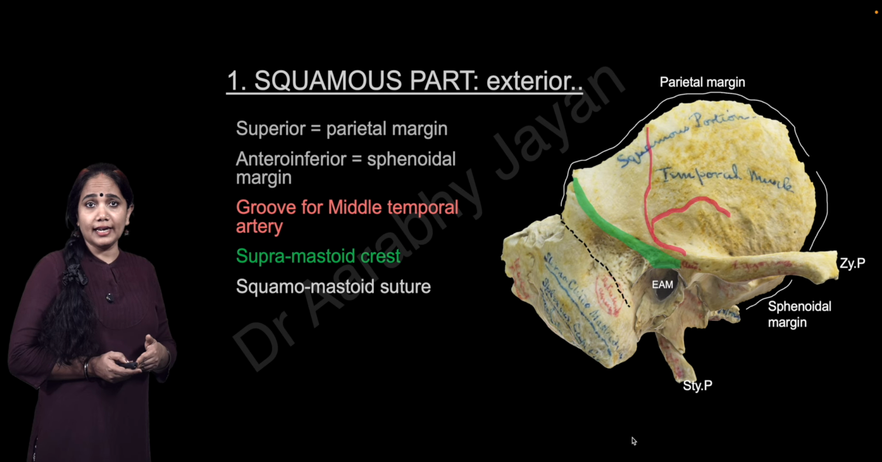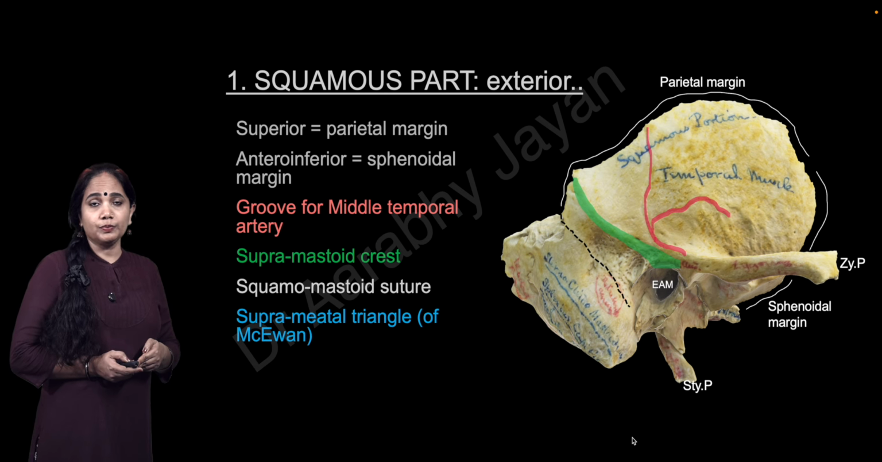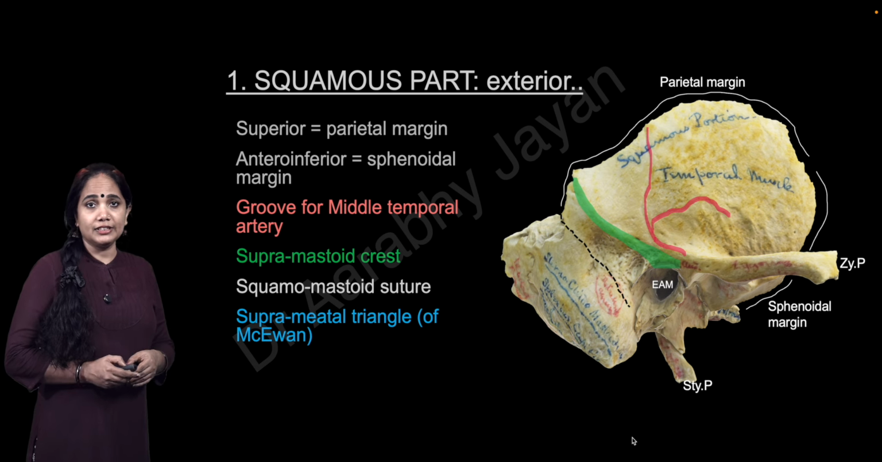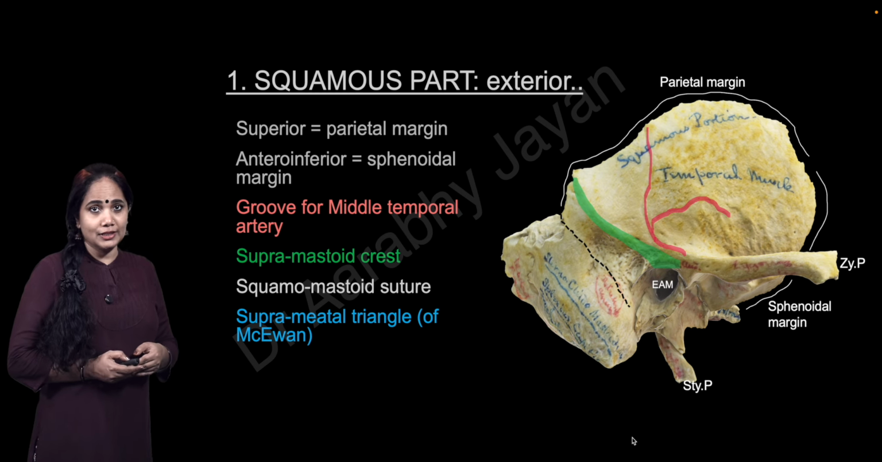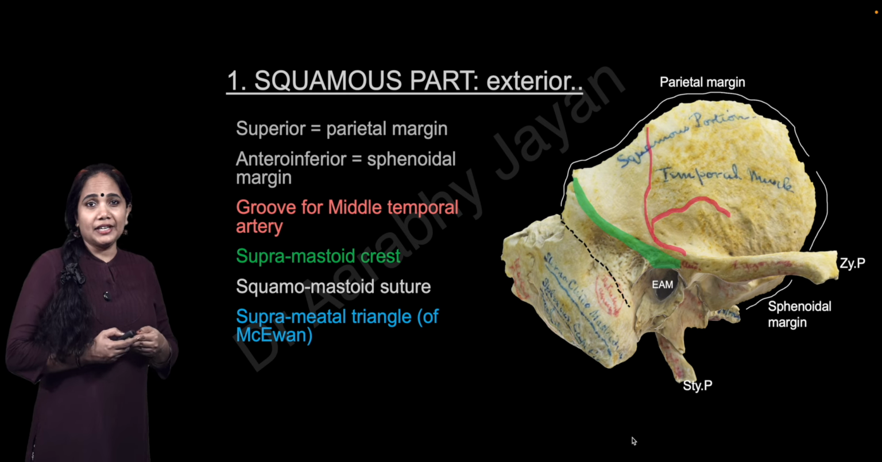The other important landmark here is of course the suprameatal triangle of McEwen, which is a landmark for the mastoid antrum. In adults, the mastoid antrum is seen to lie 12 to 15 millimeters within the suprameatal triangle, while in children this distance is only 2 millimeters, and it increases by a distance of 1 millimeter every year till the adult distance is reached.